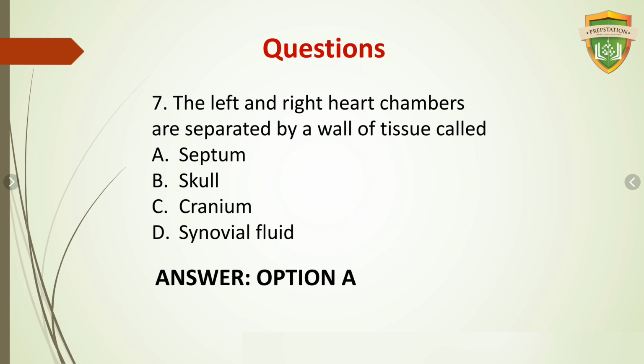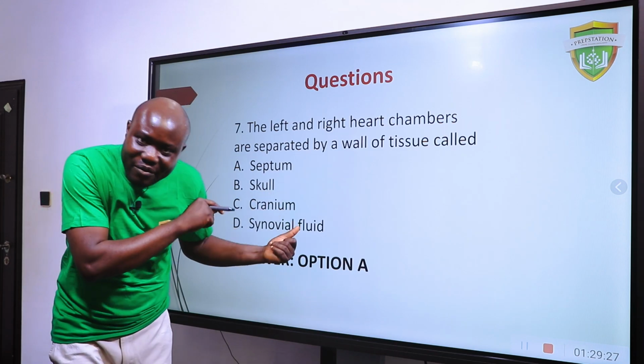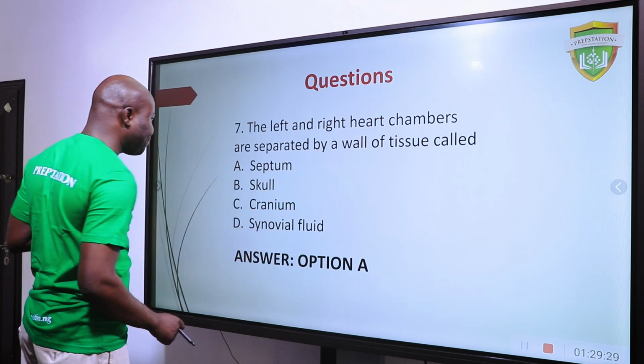The left and right heart chambers are separated by a wall of tissue called, when I drew that diagram I gave you, the answer is step 2, A.